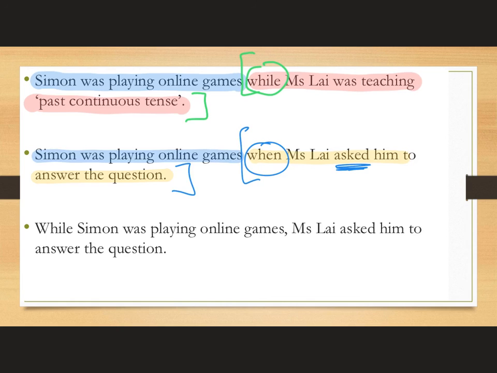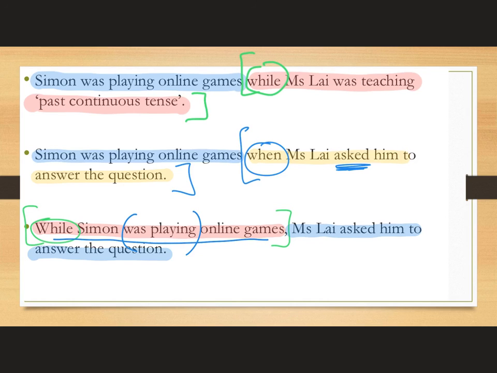Example 3. While Simon was playing online games, Miss Lai asked him to answer the question. While Simon was playing online games, this clause, we call it the while clause. Miss Lai asked him to answer the question. This clause is the main clause. Now, let's look at the verb in the while clause. Was playing. Again, in the while clause, the verb is in past continuous tense.